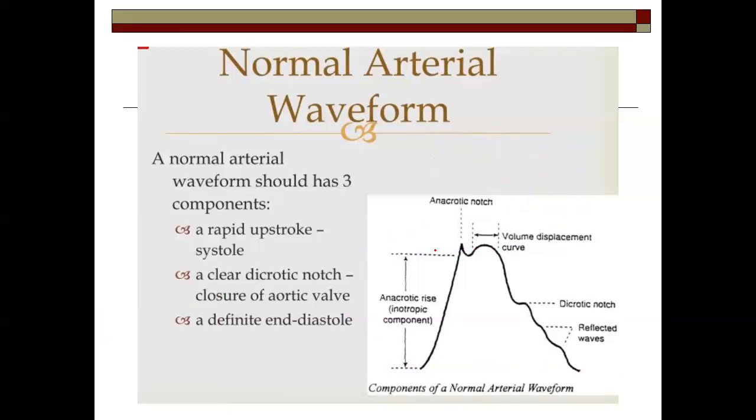Your systolic pressure is the top of the waveform. That's your peak pressure. Your diastolic pressure is the bottom of the waveform. This is what an arterial waveform looks like. This is the dicrotic notch.